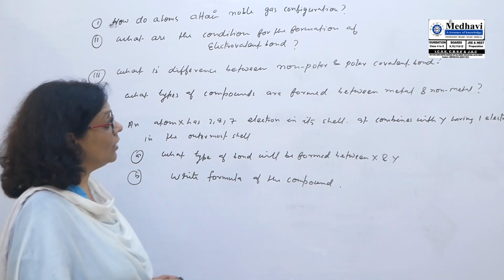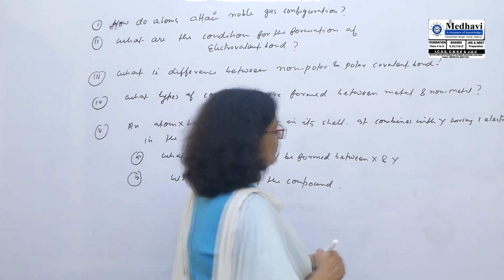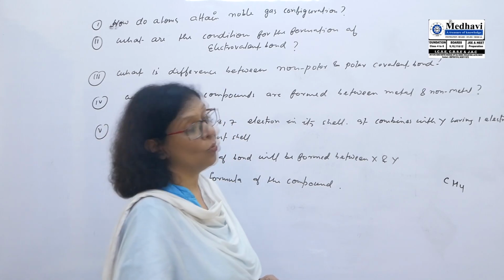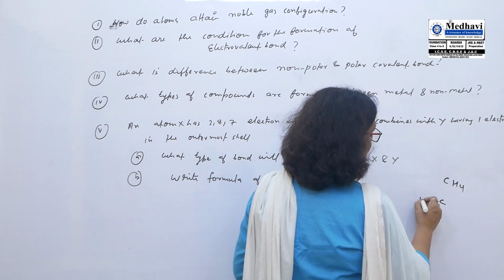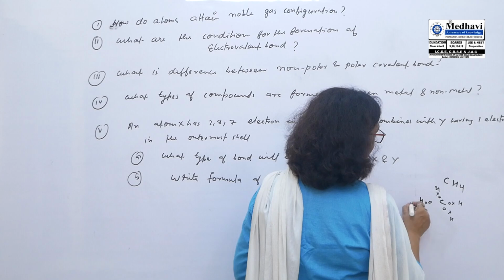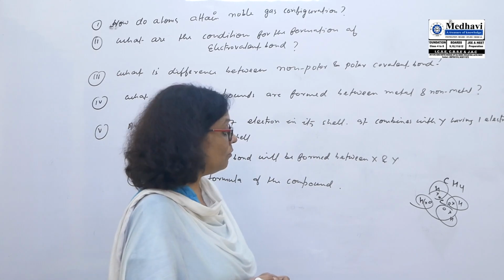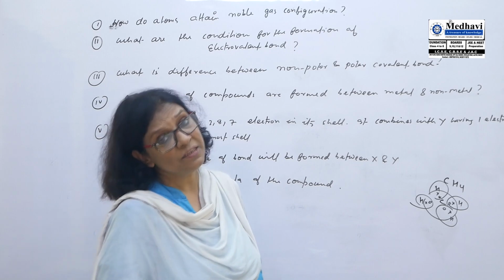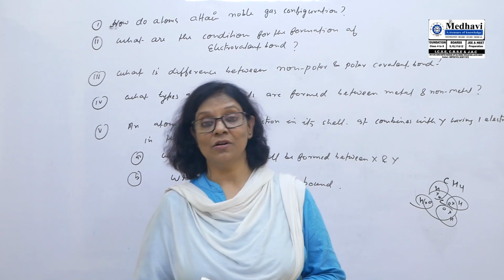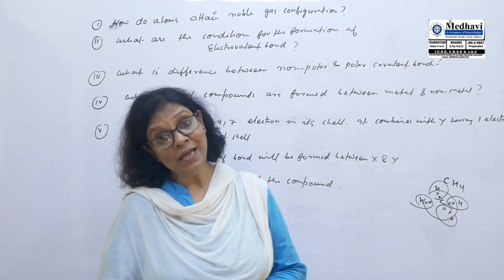What is the difference between a non-polar and a polar covalent bond? One example is CH4. Here the bond develops between two different atoms, but it is a non-polar bond, because the electronegativity difference between carbon and hydrogen is more or less the same. So we can say that methane is non-polar. A non-polar bond develops between atoms having negligible electronegativity difference. Whereas a polar covalent bond is one where sharing of electrons takes place between two atoms with a large electronegativity difference between them. Examples: HCl, ammonia, water.